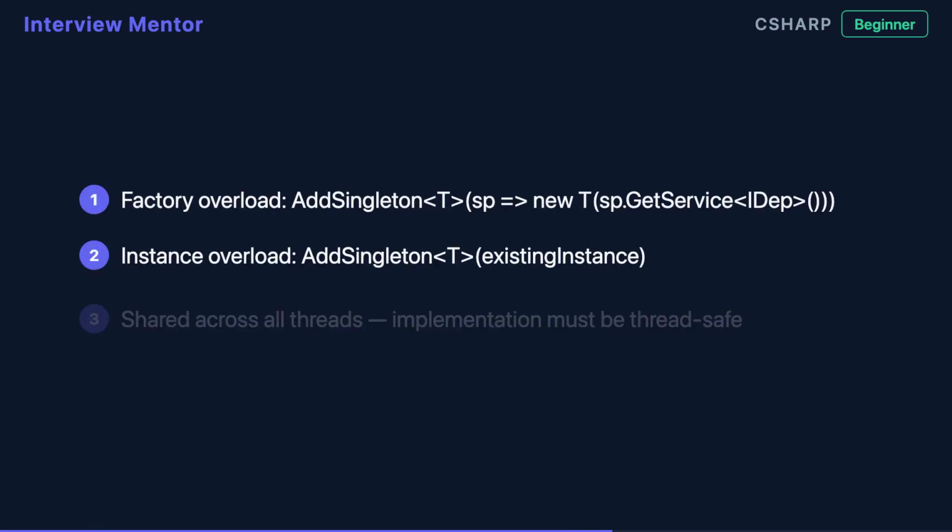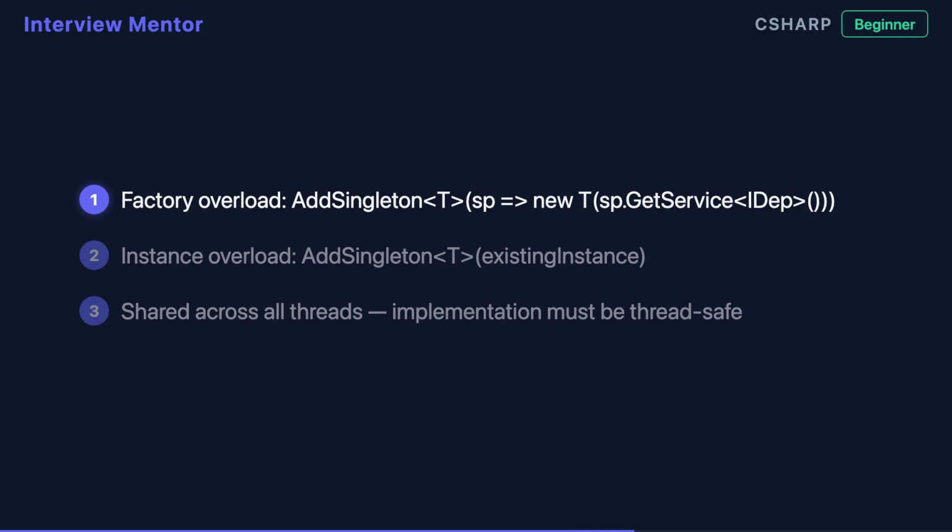AddSingleton has two more overloads worth knowing: pass a factory lambda for custom construction, or pass an existing object instance directly. And, since every request shares this one object, your singleton implementation must be thread safe.